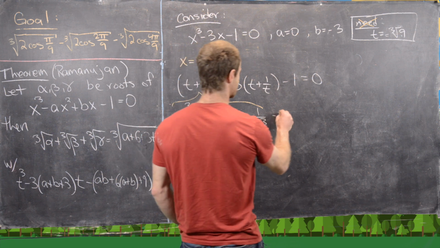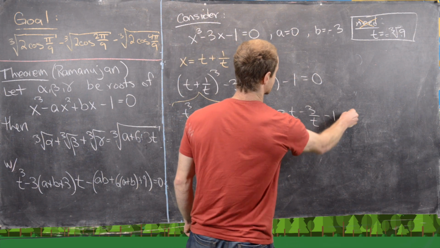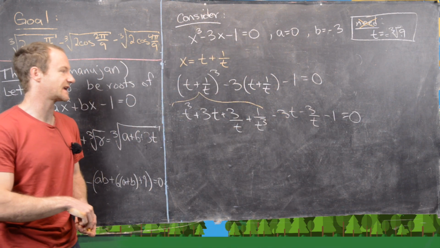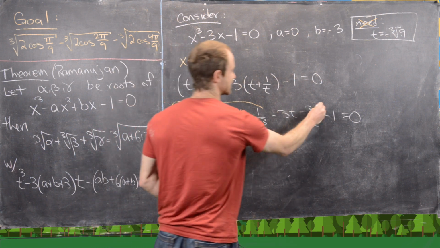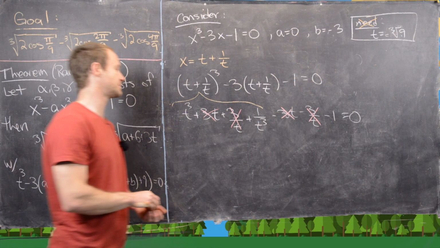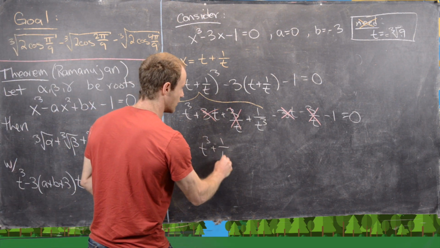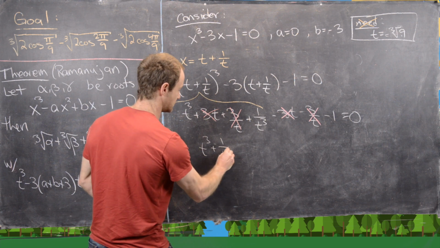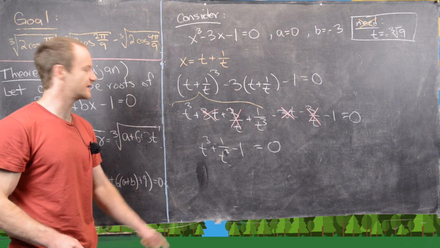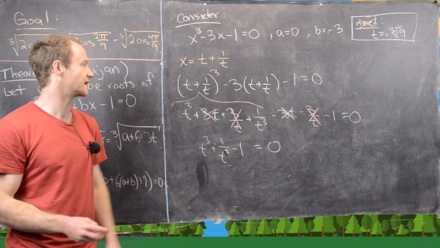And then next here we have, this is minus 3t minus 3 over t minus 1 equals 0. Okay, so some stuff is obviously going to cancel. Notice that this guy cancels with this guy, and this guy cancels with this guy. And we're left with t cubed plus 1 over t cubed minus 1 equals 0. Okay, so the next thing I want to notice is that t equals 0 is not going to give me a solution because notice that is 0 in the denominator.